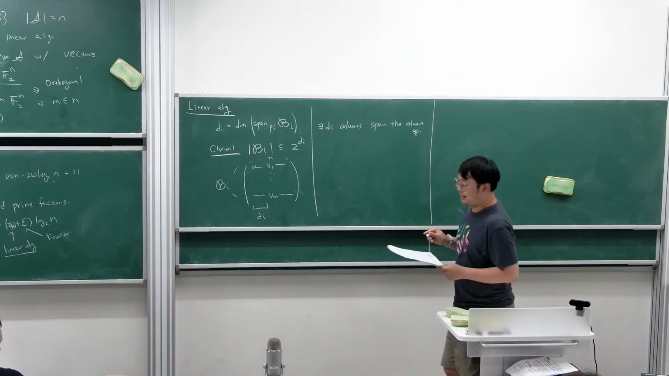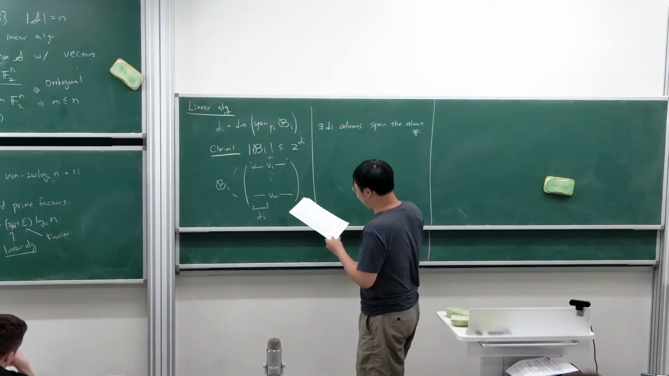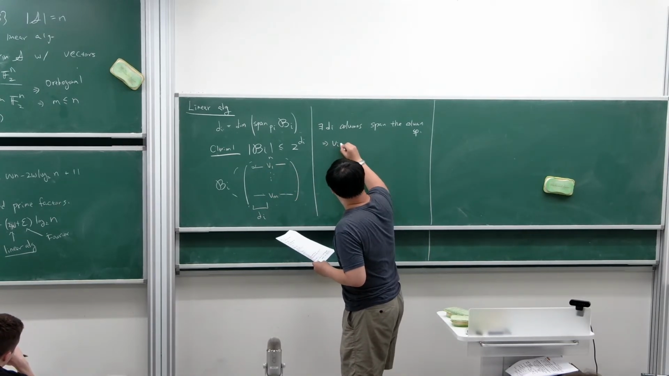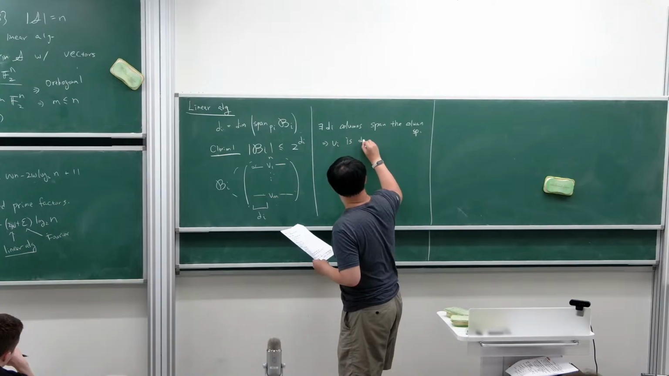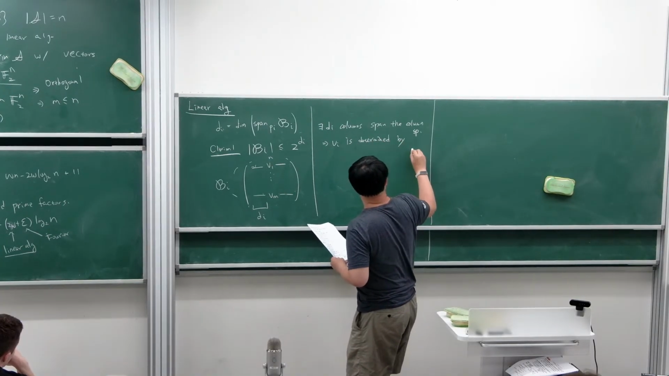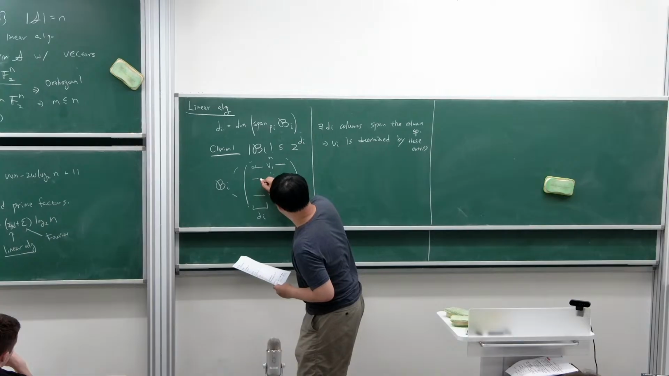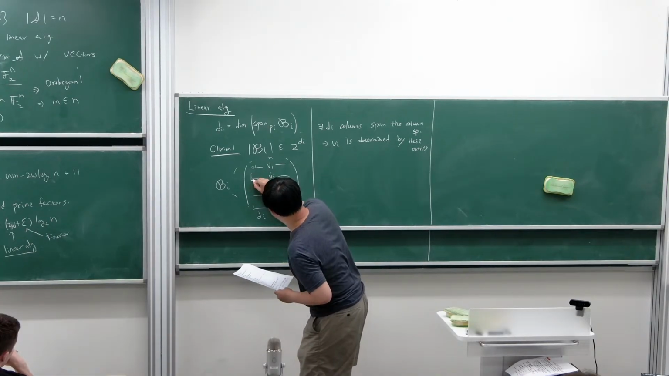So you have di vectors that span the column space, and I'm assuming that's the first di columns. So Vi is determined by these entries. So for each Vi, it is determined by this part.